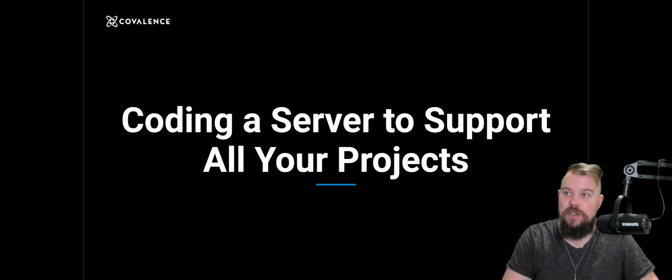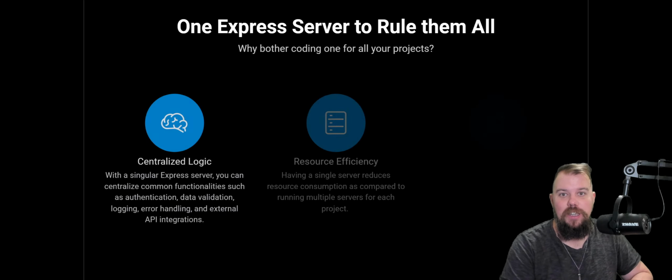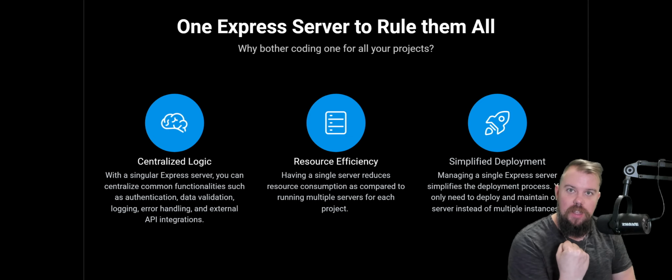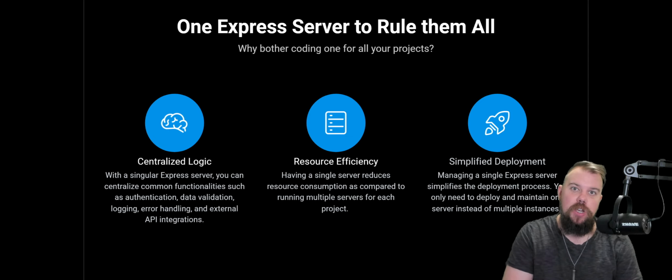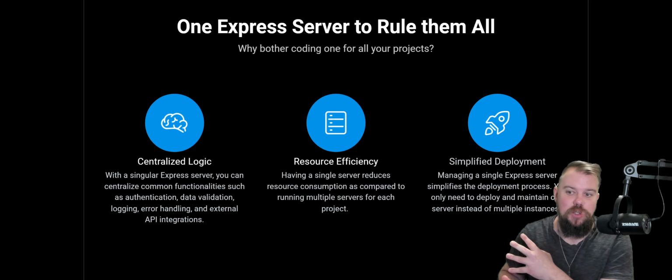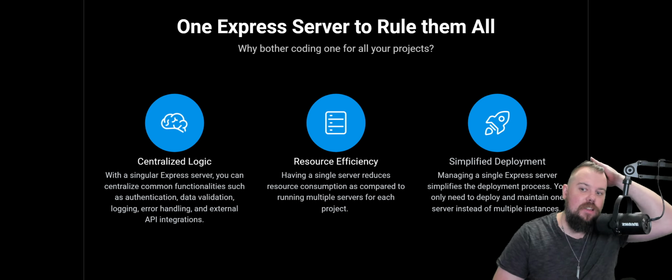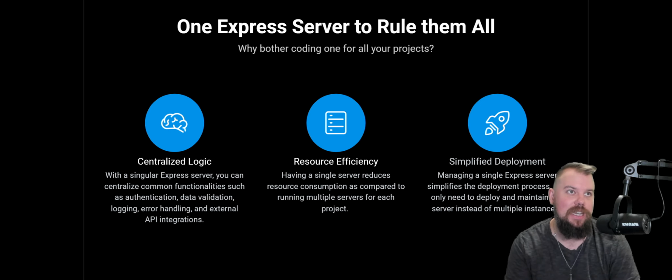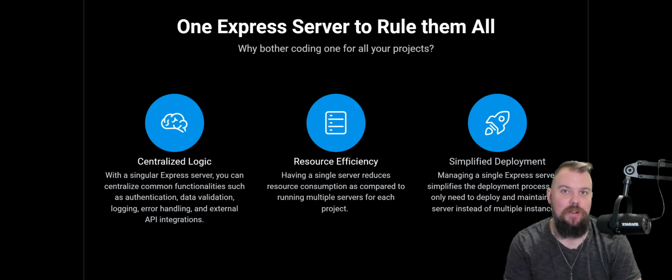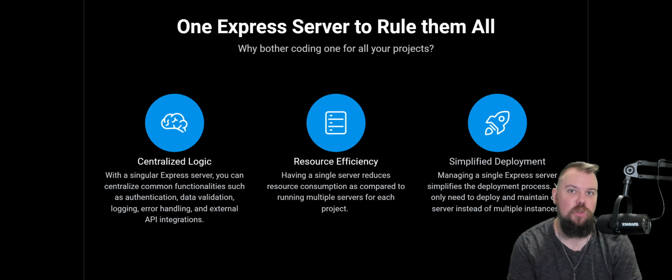There are some pros and cons to this concept. Let's take a look. So we're going to be coding one Express server to rule them all. And you might be wondering, why bother just coding one to serve all of our projects? It is nice in that we can centralize all of our logic. We can have a lot of common functionalities such as authentication, data validation, logging, error handling, external API integrations. All this stuff will be nice to have in one central server.